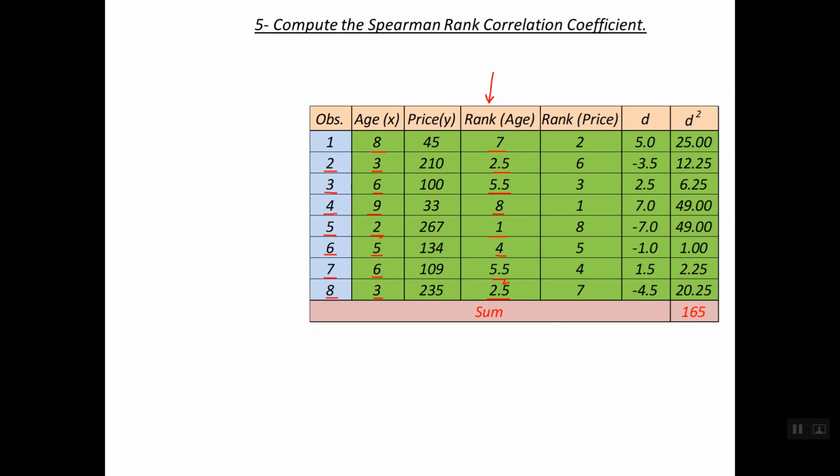So first of all, for the x variable, we make the rank as we have described. Then again, we include a new column for the second variable, which is the y variable, the price. So the same.